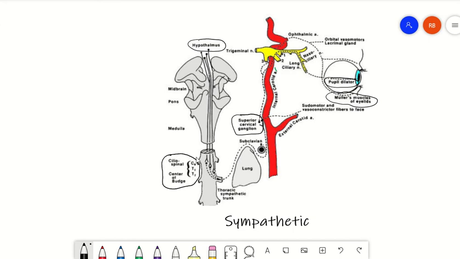So just to go over that one more time: first order neuron, hypothalamus to the ciliospinal center. The second order neurons go over the lung apex, reach the superior cervical ganglion, and the third order neurons travel in the cavernous sinus after following the internal carotid artery, and then reach, using the long ciliary nerve, the dilator pupillae and the Muller's muscle of the eyelids. So that gives you an overview of both pathways.